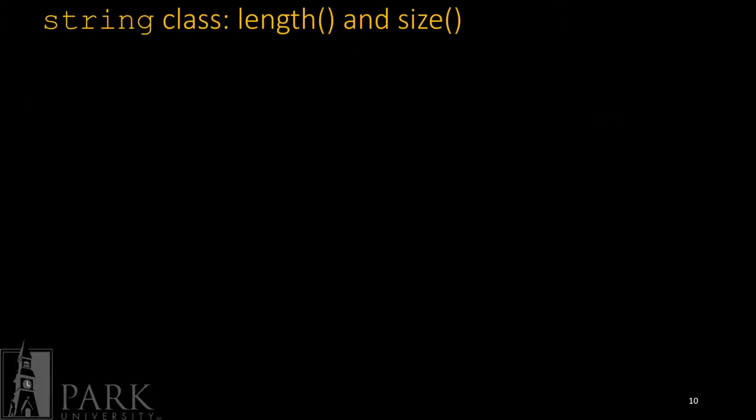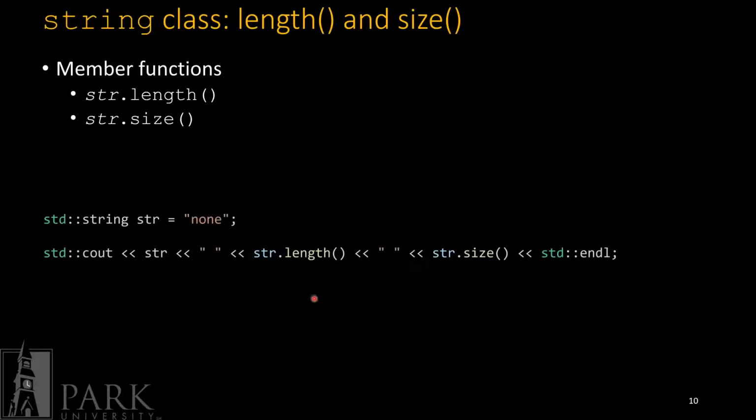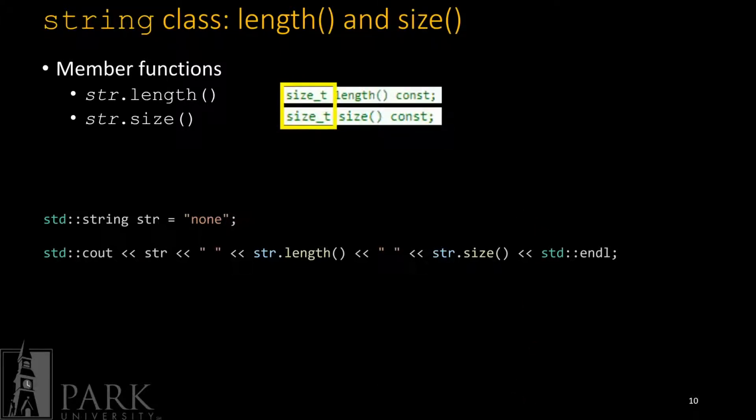Now the string class has a length function and a size function. Both return the number of chars in the string, okay? So this segment of code right here is going to print out the same number twice. All right, and if you look at the documentation, you'll see that those two functions both have a size_t return type. Okay, and you're probably wondering to yourself, what the heck is size_t? Well, let's take a look at that.